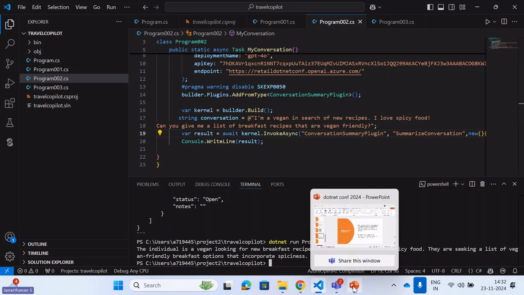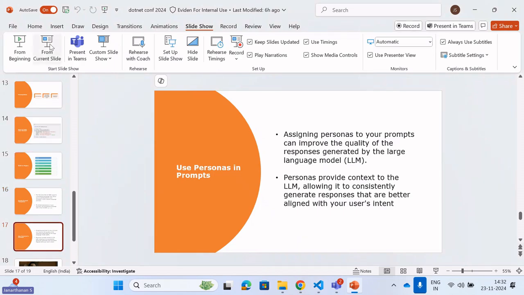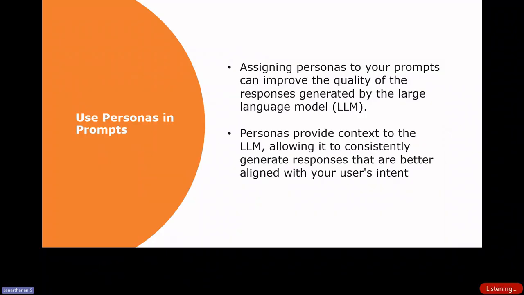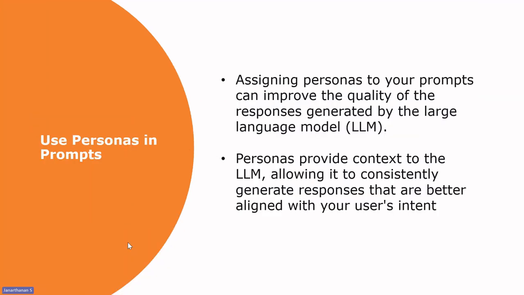The last part of the agentic AI creation is how we are going to use various types of persona inside the agentic AI framework. Assigning personas to your prompt is going to improve the overall quality of the responses generated from the large language model. So whenever you are using any large language model with this agentic AI framework, please provide the persona. When I say persona, it always starts with the $ symbol.